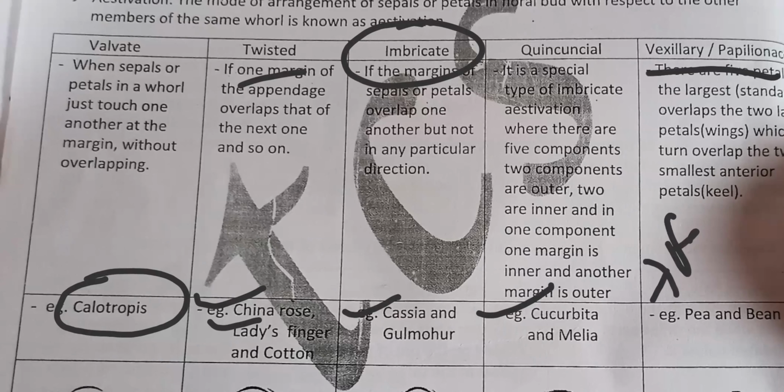Vexillary estivation. Remember, Fabaceae family, the pulses family. So all pulses will come in this: pea, bean, gram, every peanut, right? So examples given over here are pea and bean. Remember.